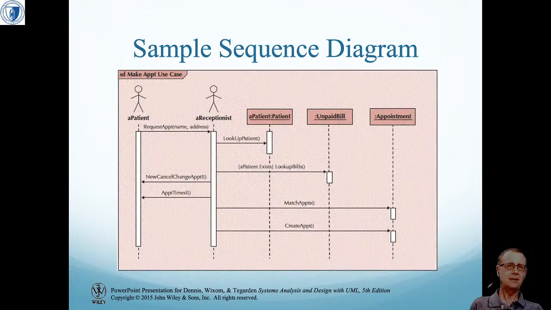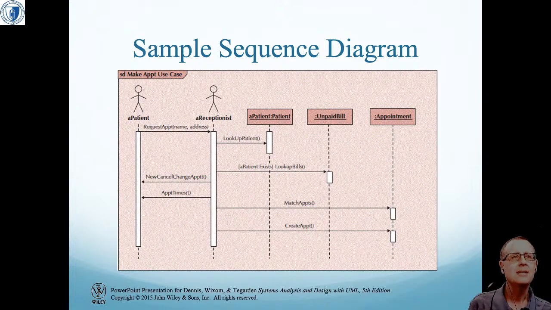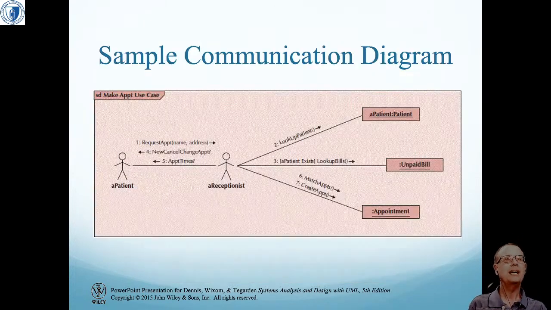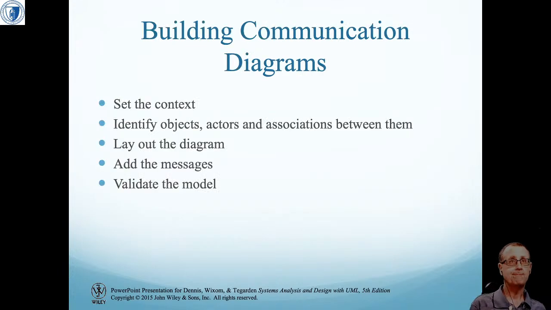same information as this sequence diagram, but now we're just interested in the communication lines that are drawn between the actors and between the different objects within our system. You can also see that on each of the associations between actors and actors and actors and objects are the messages that were labeled on the sequence diagram.